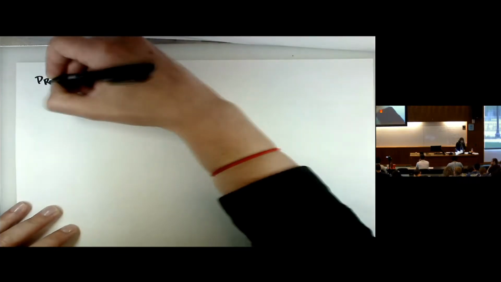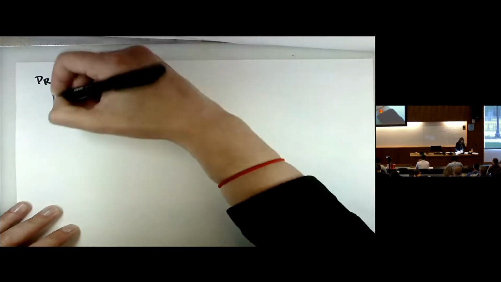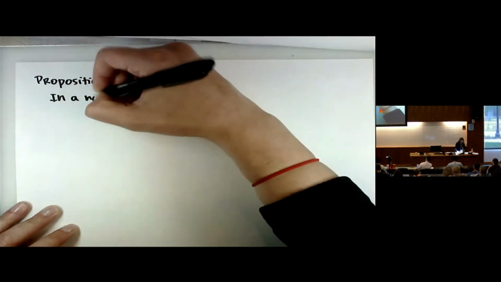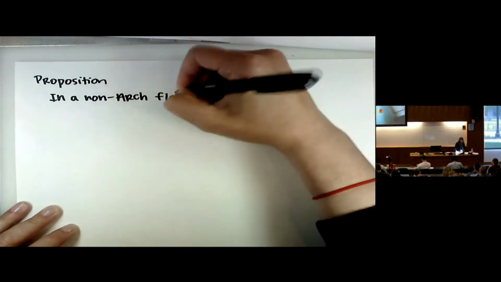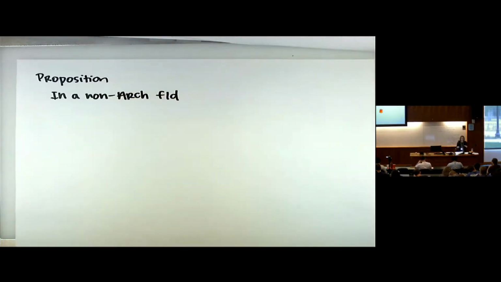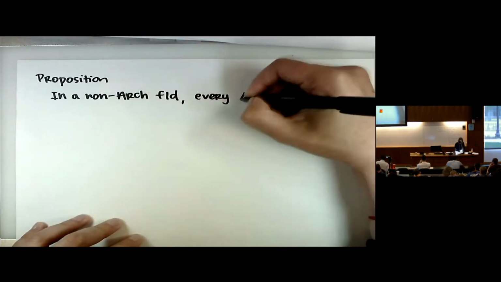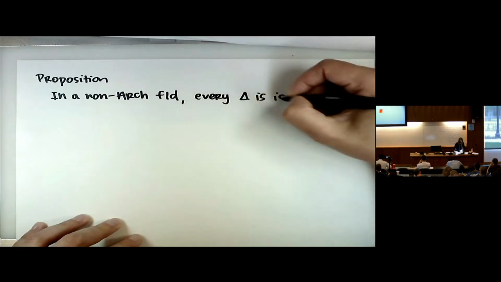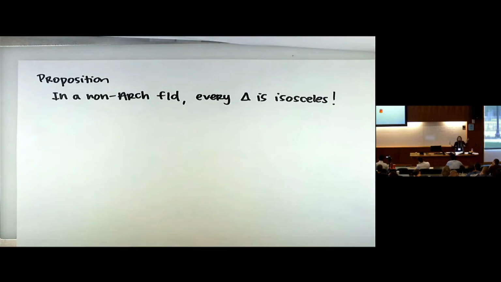Okay, so, proposition: in a non-Archimedean field, right? And what do I mean by a non-Archimedean field? I mean a field equipped with a non-Archimedean absolute value. Every triangle is isosceles. No more fighting.